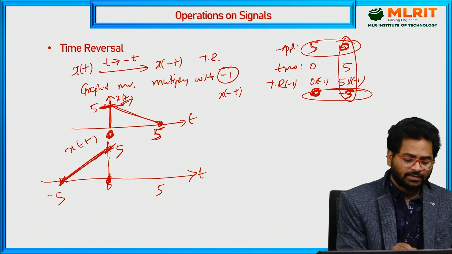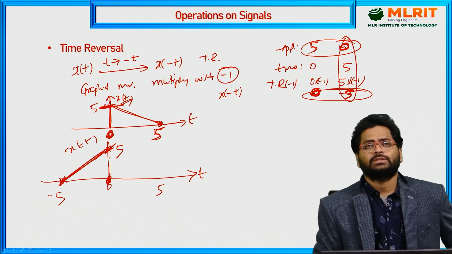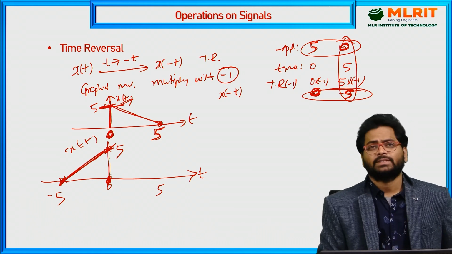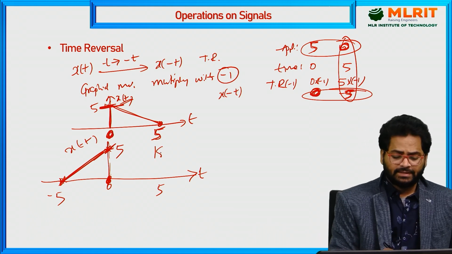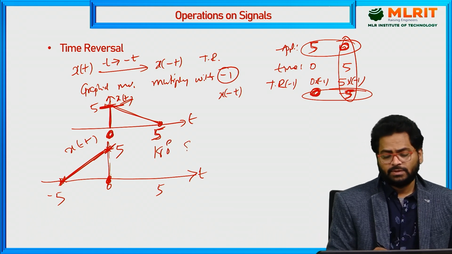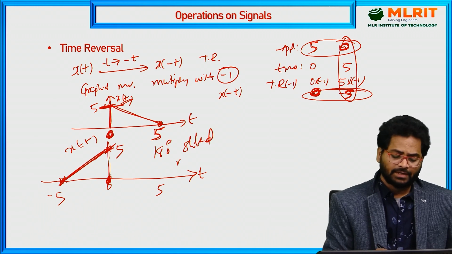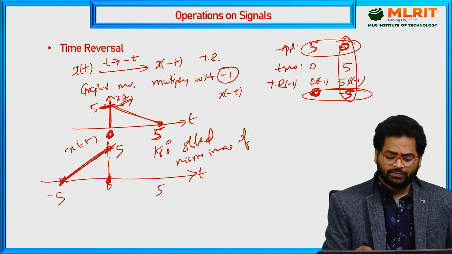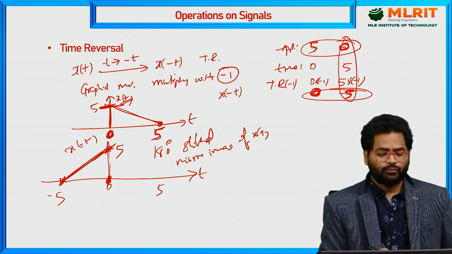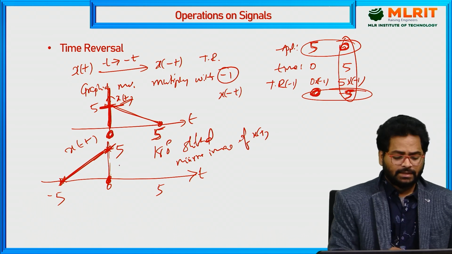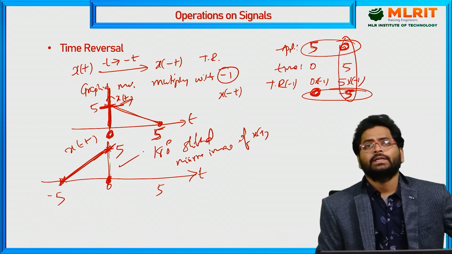This is the x of t line. So it is simply a shifted version, I mean folded version. You can say it is a 180 degrees shifted version. So you can call it a mirror image of x of t. If you flip this signal with respect to the y-axis, then you will get x of -t. This is about the time reversal.